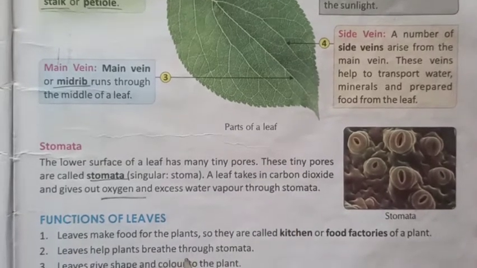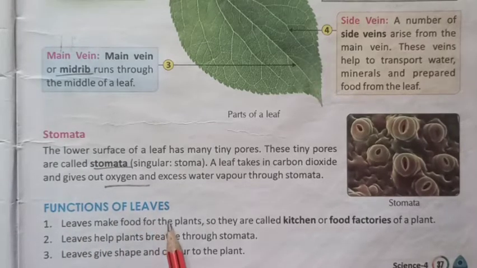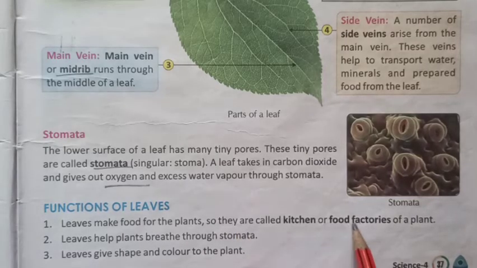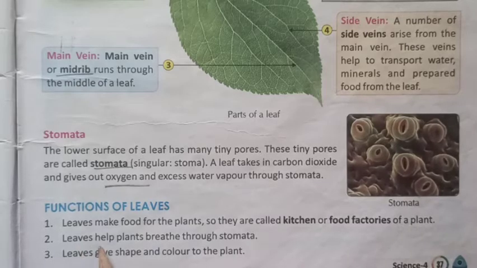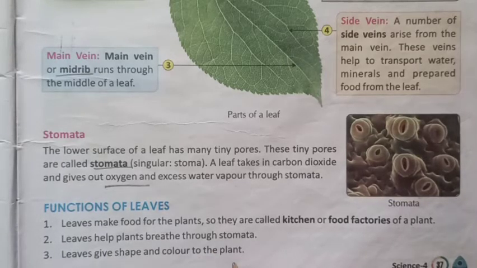So what are the functions of leaves? Functions of leaves. Leaves make food for the plants. So they are called kitchen or food factories of a plant. Leaves help plants breathe through stomata. Leaves give shape and color to the plant.